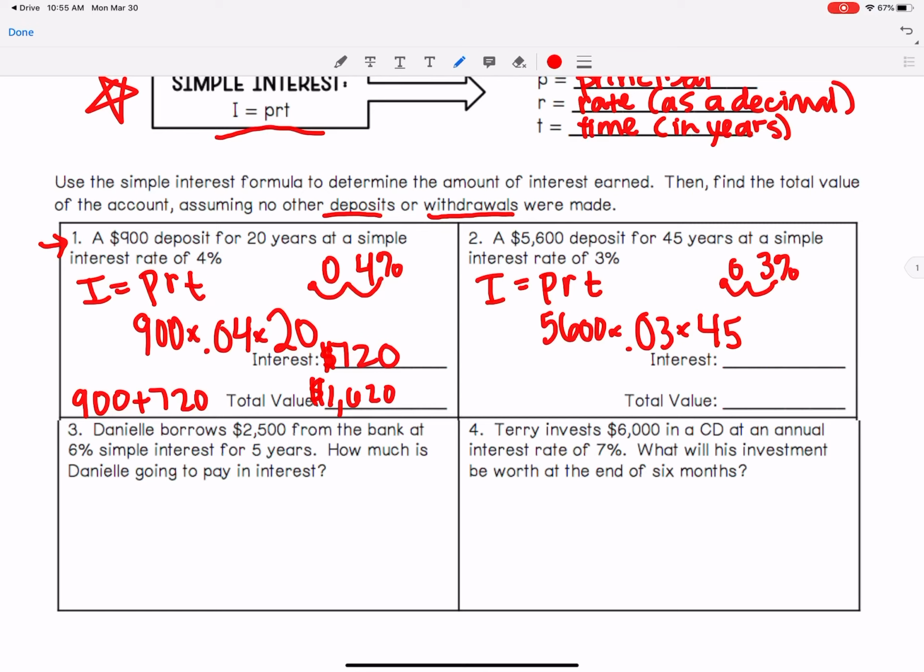So let's go ahead and do this math. Type this in your calculator. 5,600 times 45 times 0.03, that's going to give us our interest. And we will get 7,560. Now to get the total value, we need to add $5,600 plus 7,560. And if we add those two together, we get $13,160.